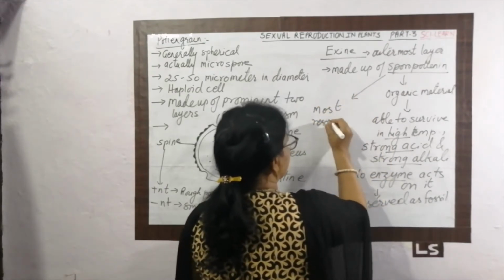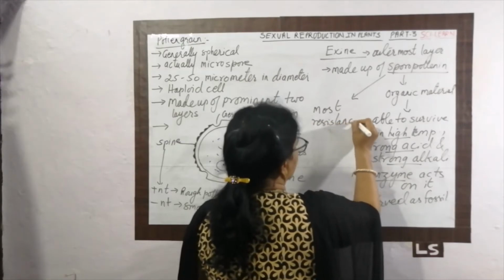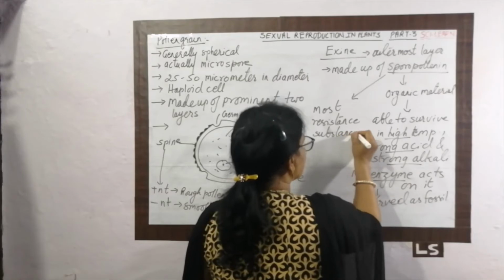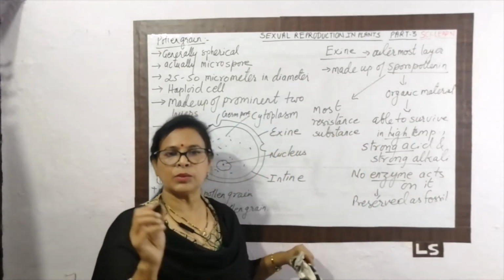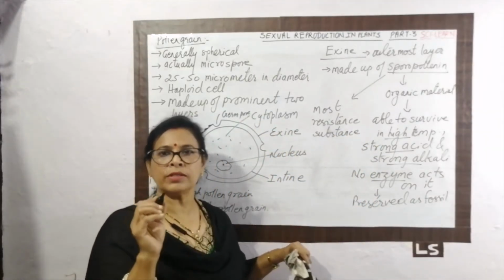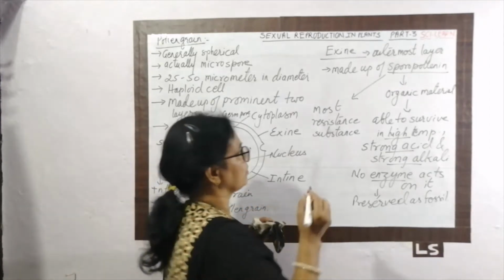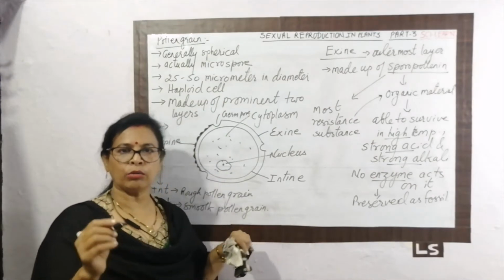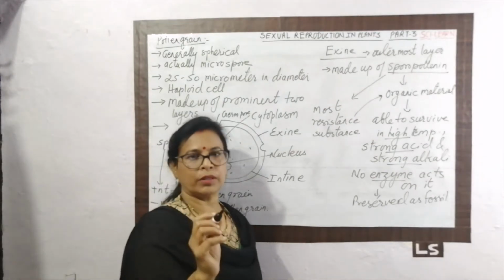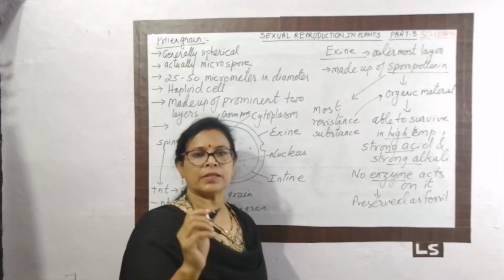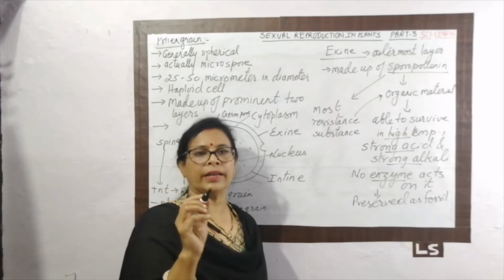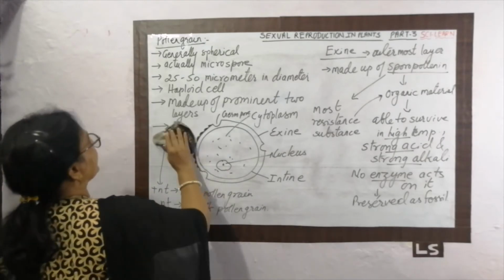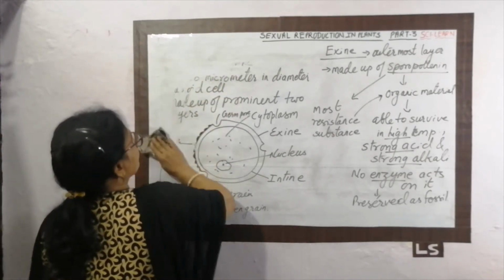Out of all the resistant substances on the earth, sporopollenin is the most resistant organic substance. So sporopollenin is important. Why is it important? Because it is the most resistant organic substance. This is about the exine.